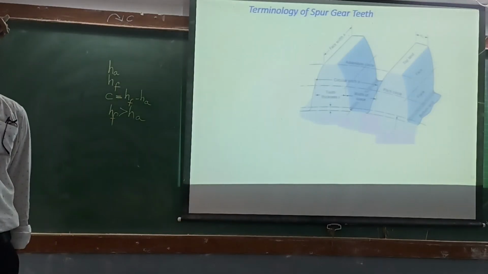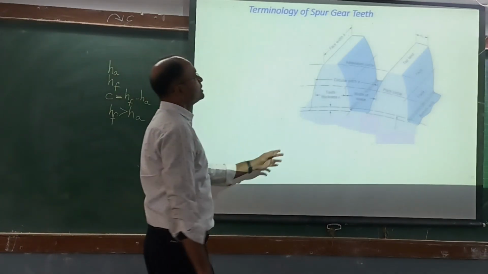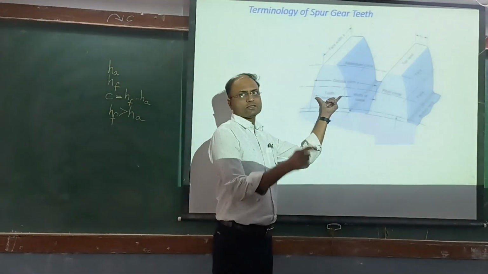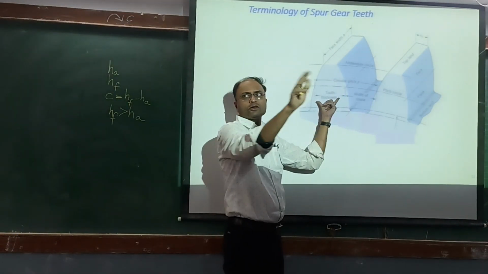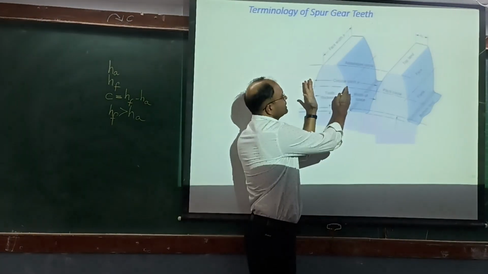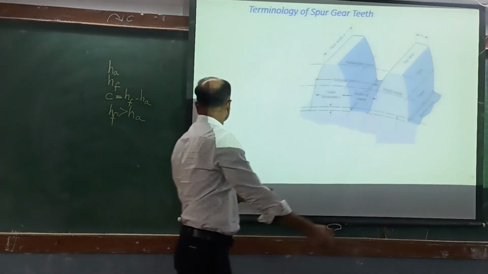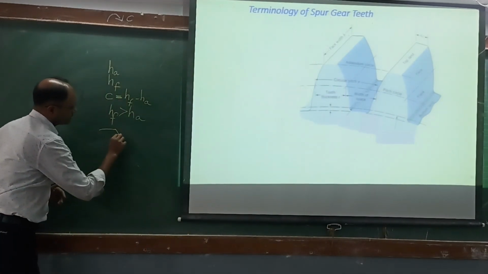Okay, you see in the diagram. Circular pitch क्या है? Sum of tooth thickness. This is tooth thickness and this is tooth space. You understood the meaning? This is tooth thickness and this is tooth space. I will show you the diagram.